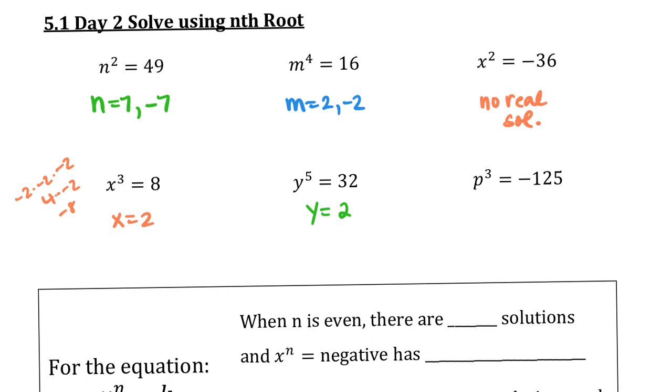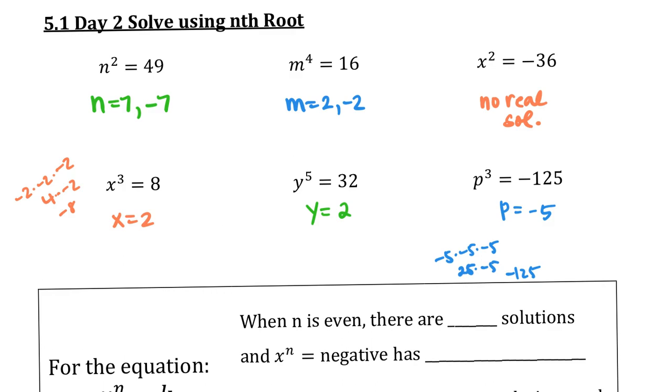Okay, what about p to the third equals -125? Is there no real solution? Let's try -5. That's 25 times -5. That's -125. So p could be -5.